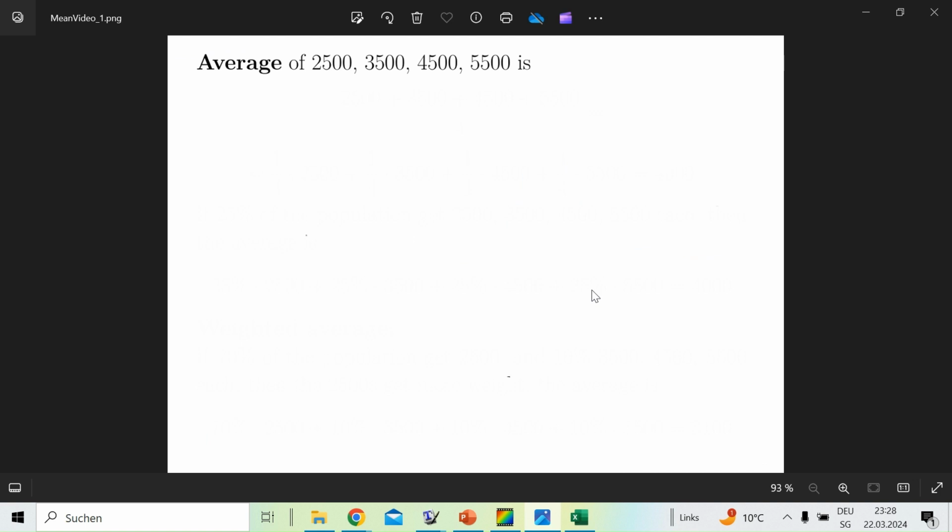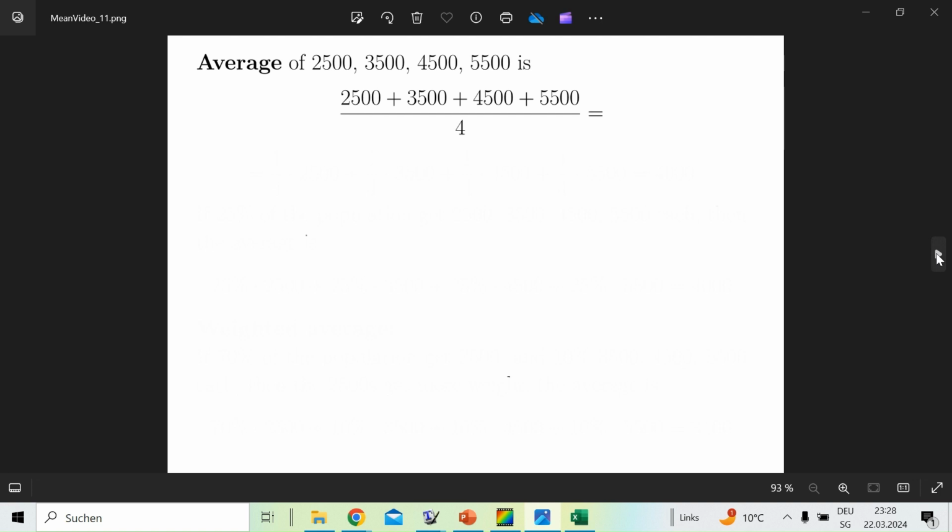Okay, next I want to talk about average and weighted average, because for this kind of data we need a weighted average. Let's just start with average. Let's say we have 4 persons making 2,500, 3,500, 4,500, 5,500. What is the average? Well, it's not very difficult to estimate. The average of 4 numbers is the sum of the numbers divided by 4. So we add all these 4 numbers, divide by 4.